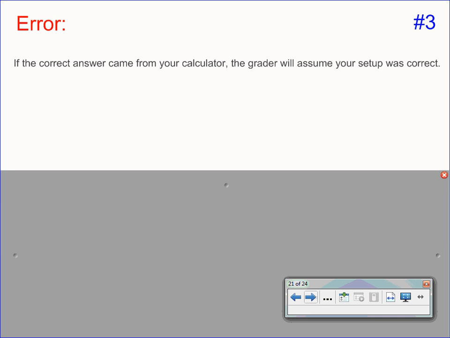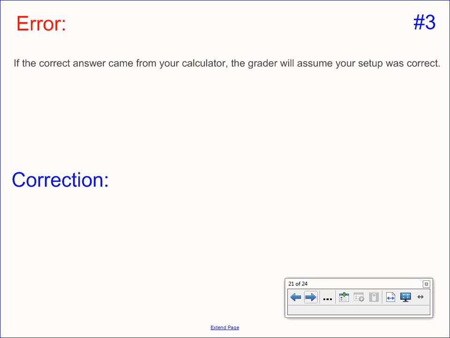Number 3, if the correct answer came from your calculator, the grader will assume your setup was correct. Not necessarily, right? So make sure you're showing your setup, show the calculus. That's typically an integral, right? Show the calculus setup before you go to your math 8 or math 9.